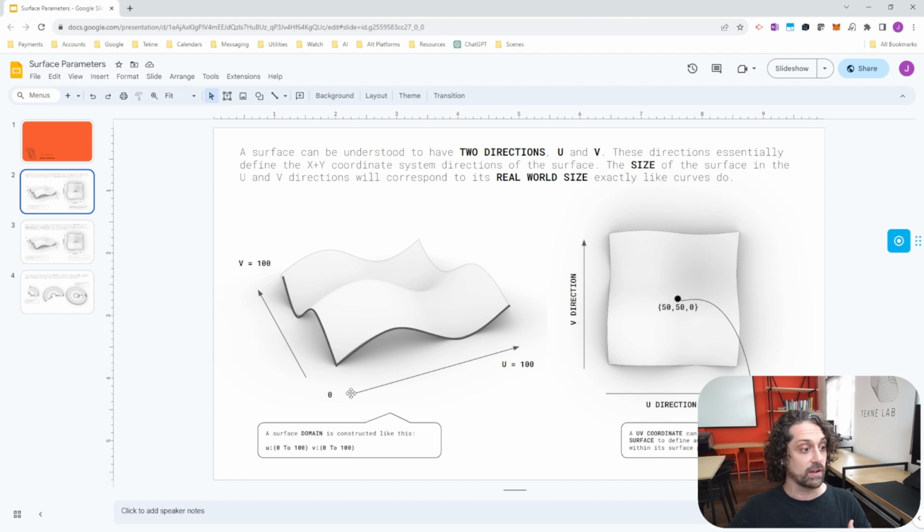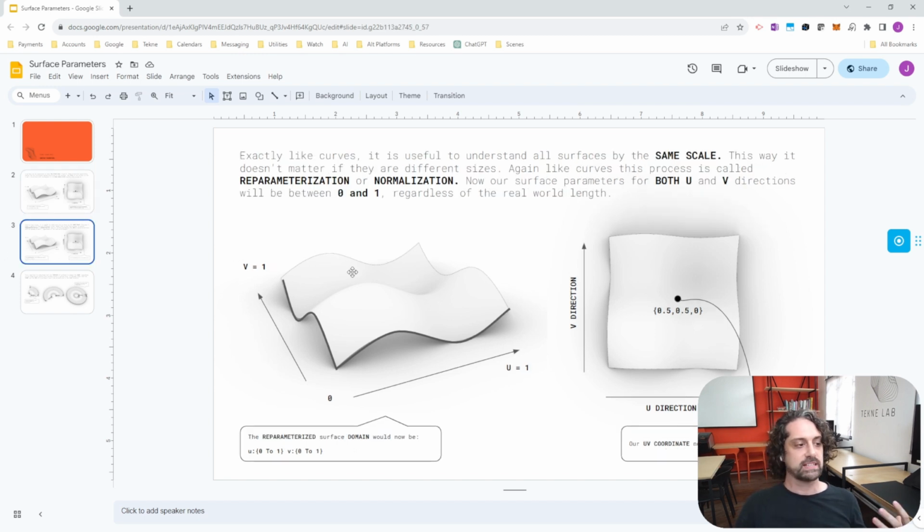The surface obviously has a dimension. In this case, it's 0 to 100 in both the U and V. So it's a square surface. When we're working with reparameterized or normalized geometry, we'll reset the domain of that surface to be understood between 0 and 1. This is really important for a lot of things in parametric design. So along the U, our domain is now not 0 to 100 because we reparameterized it. It'll be 0 to 1 instead, and the same up the V direction.